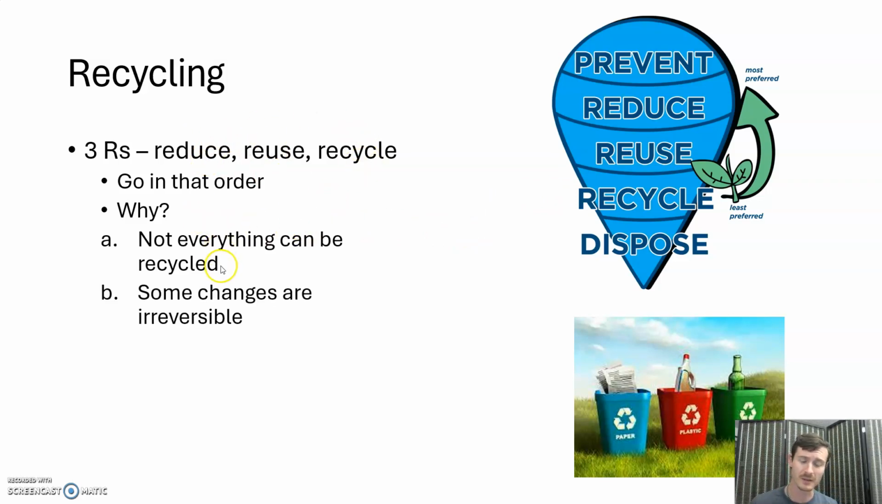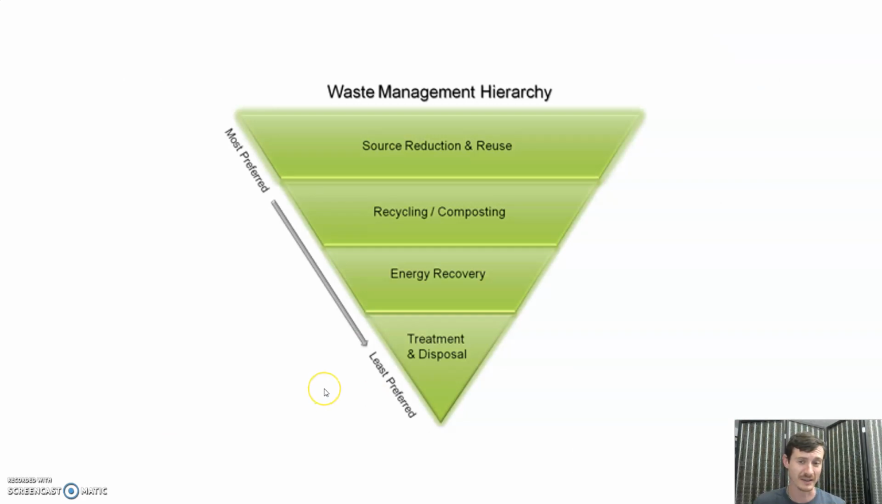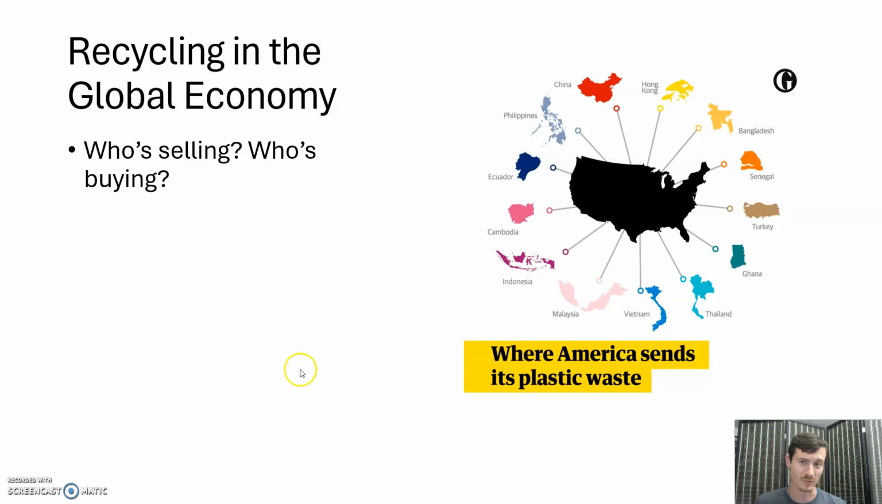Why? Not everything can be recycled. Changes can be irreversible in terms of the materials themselves. You simply can't go both directions. It takes energy to process the recycling, and there's supply and demand. People don't want to buy crappy recycling, right? If nobody wants the recycled product in the end or can use it, then we start having to go against the forces of the market and the economy, and that's just not going to work for very long or at scale. It doesn't end up being a good way to do it.